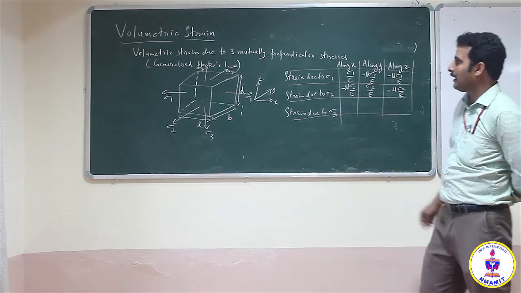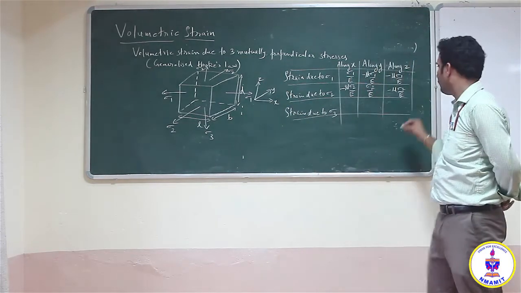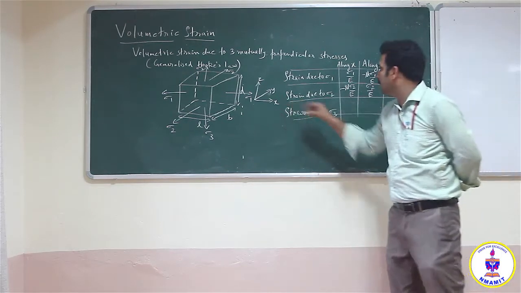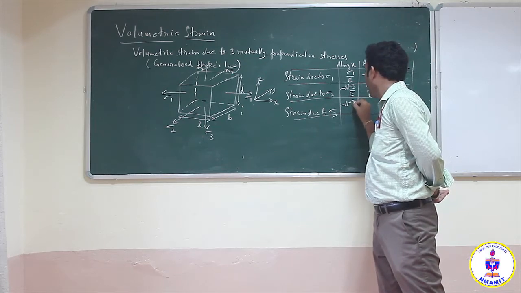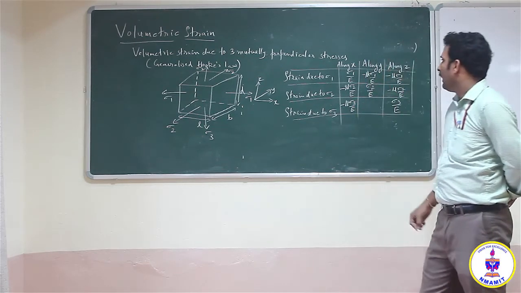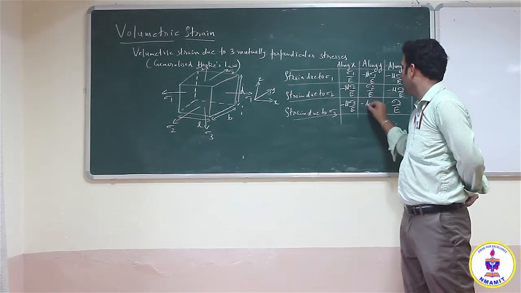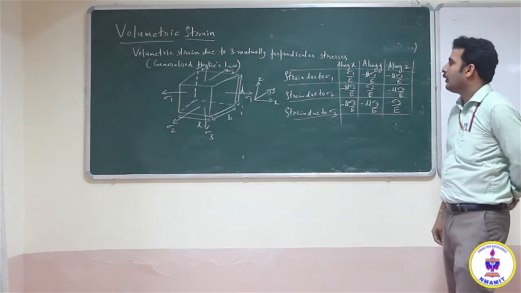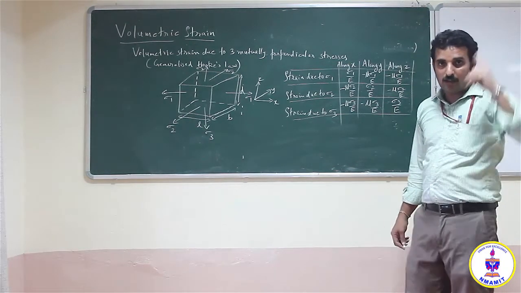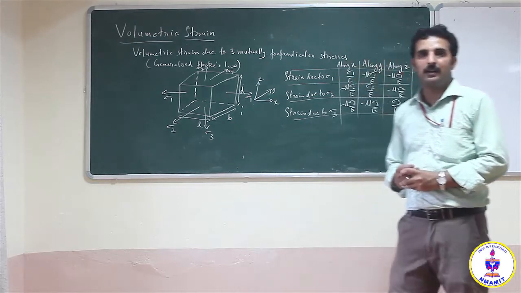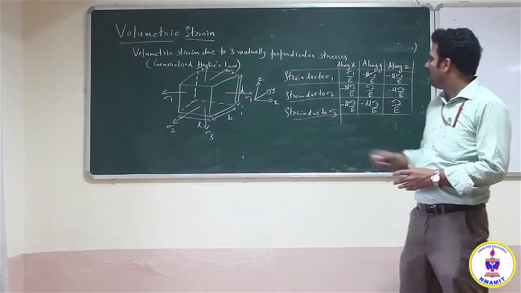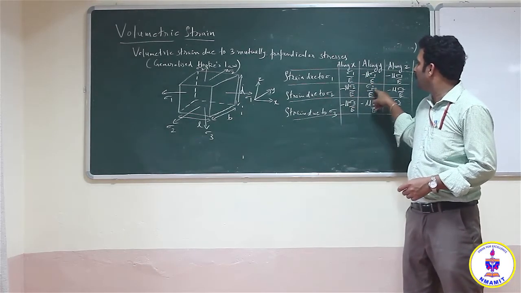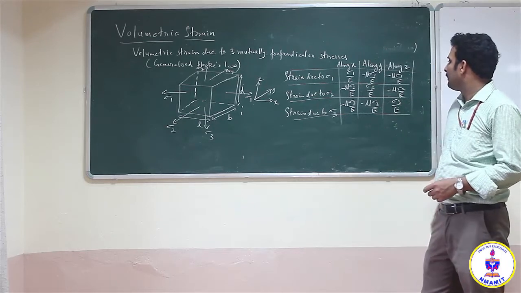Now strain due to sigma 3. Sigma 3 is acting along z. So along z it will be longitudinal strain, sigma 3 by E. Along x it will be lateral strain, minus mu into sigma 3 by E. Along y it is also lateral strain, minus mu into sigma 3 by E. So we have written 9 components of strain due to 3 stresses, sigma 1, sigma 2 and sigma 3. So along x, sigma 1 longitudinal strain, along y, sigma 2 longitudinal strain, along z, sigma 3 longitudinal strain.